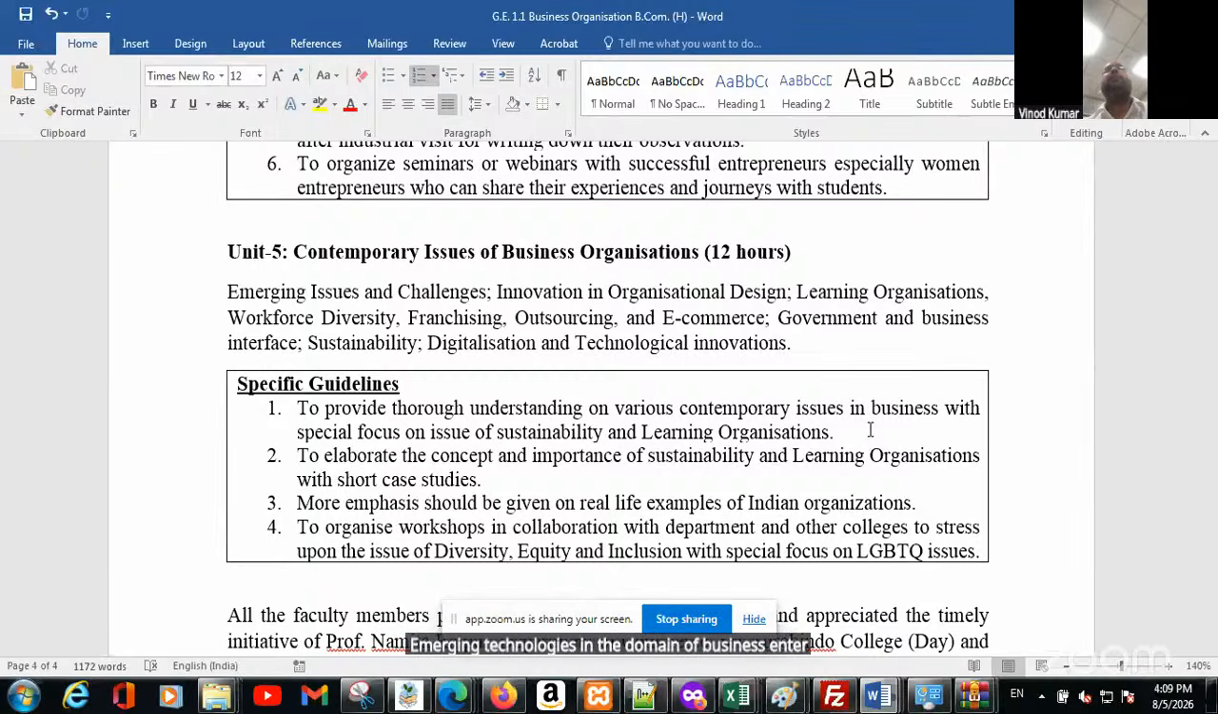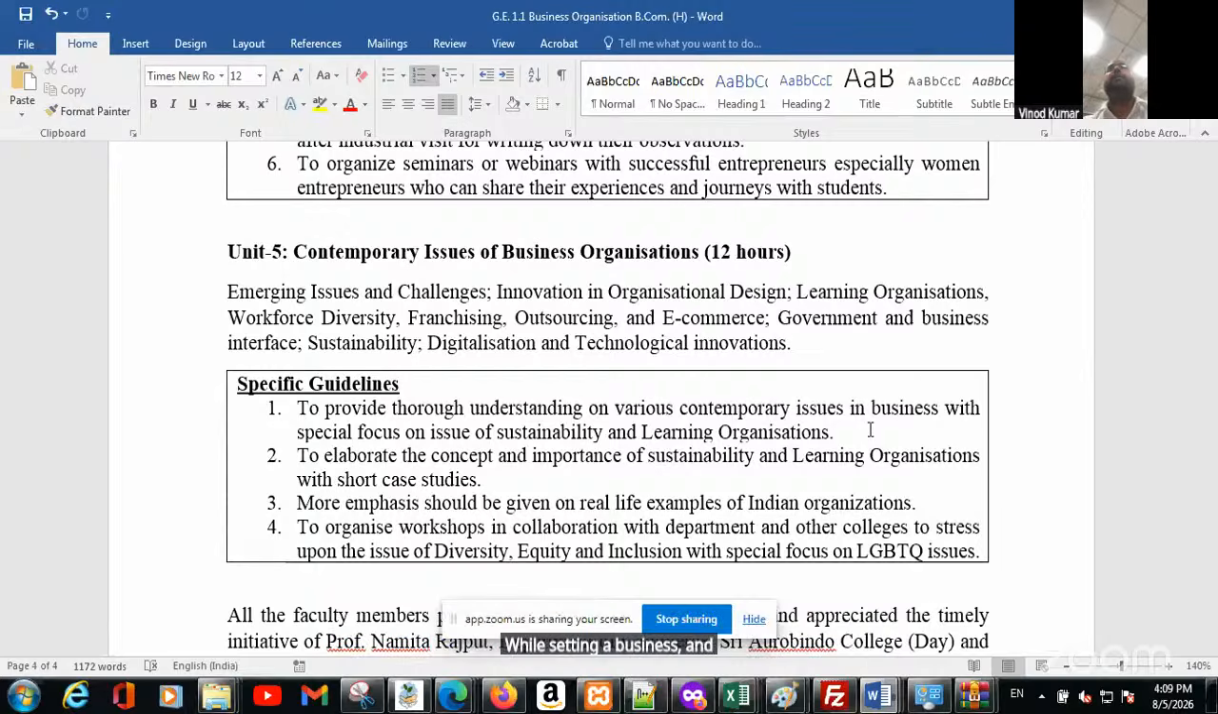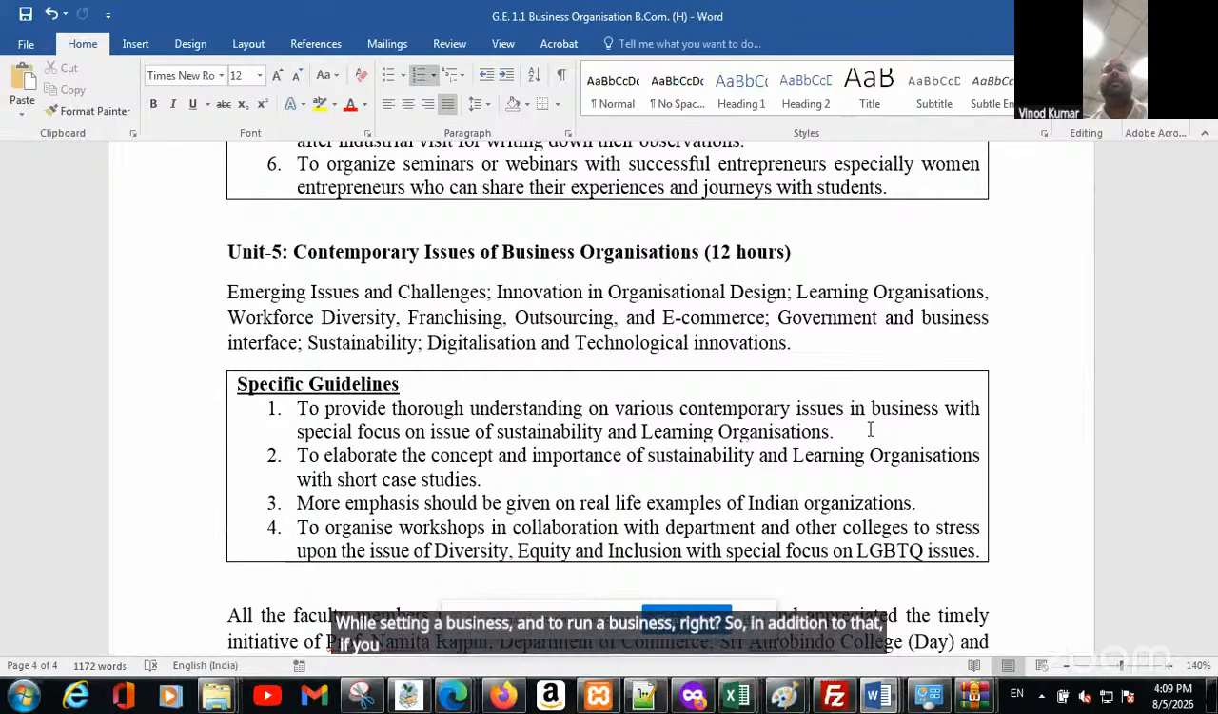So these 5 units will give a complete idea about what business is, what the environment is, and what key points a business owner will keep in mind while setting up and running a business. In addition, if you have any doubt regarding this paper, come to the Department of Commerce, room number 207, and contact Dr. Vinod Kumar. I have written my mobile number and name in the Department of Commerce. I will personally clarify your doubt.